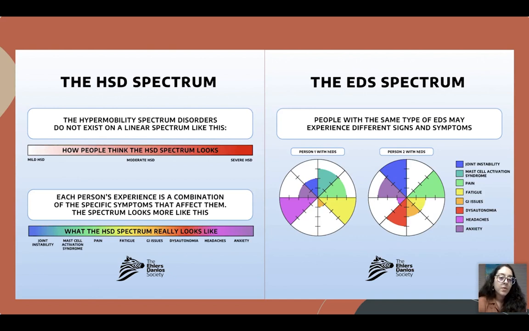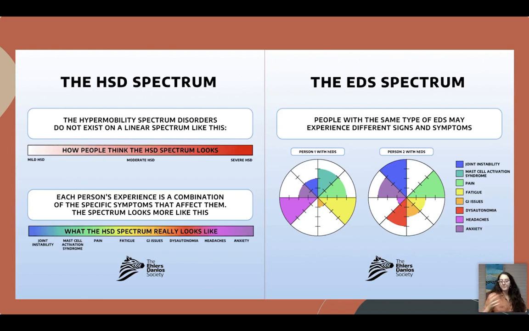And then another thing that I did want to point out was that you'll see the left side, it says the HSD spectrum. So that's hypermobile spectrum disorders, whereas EDS is Ehlers-Danlos Syndrome. And so HSD and EDS, they're not synonymous, but there's a lot of varying thoughts and opinions. Some people think that HSD is just a more mild form where you don't necessarily meet all the diagnostic criteria for hypermobile EDS. And so you're given that diagnosis more of hypermobile spectrum disorders versus EDS itself.